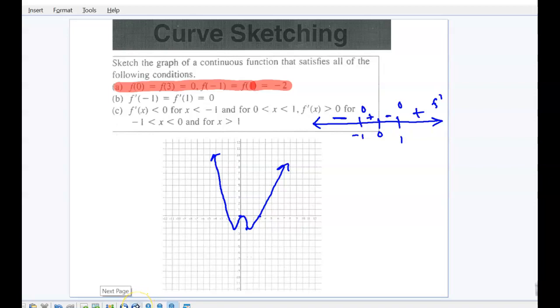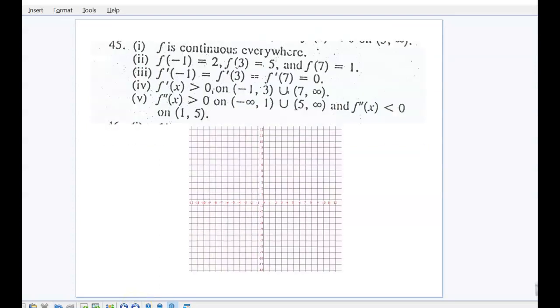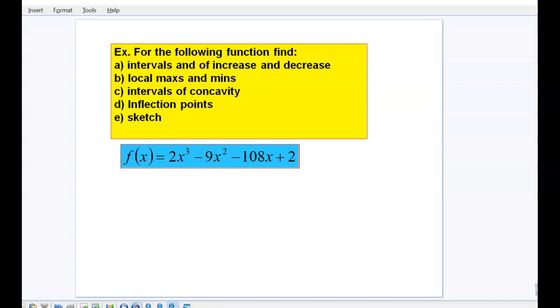Okay, so there are going to be some questions for you to try, and these ones are going to be part of your assignment, and you can check my answer key for these. So there's 43, 44, 45, 46. Now in the next section, we're going to look at curve sketching, and we're looking to find all of these requirements, and then we're asked to sketch the curve.